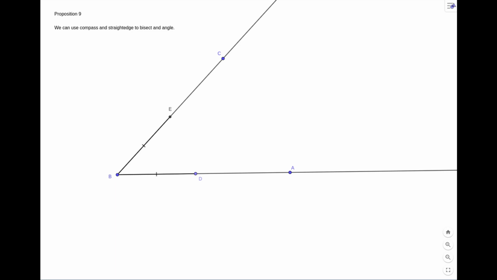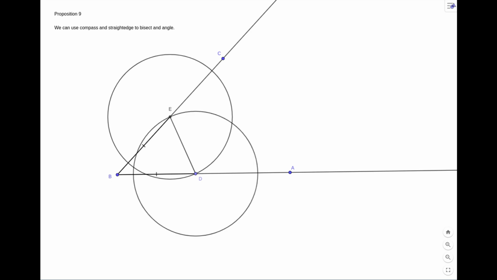Now we want to take a look at our line segment DE. If we go back to proposition 1, we know that from this line segment, or from any line segment, we're able to construct an equilateral triangle. And if we go back and look at that video for how that worked, we know that we draw a circle centered at D and passing through E, and then we also did a circle centered at E and passing through D.